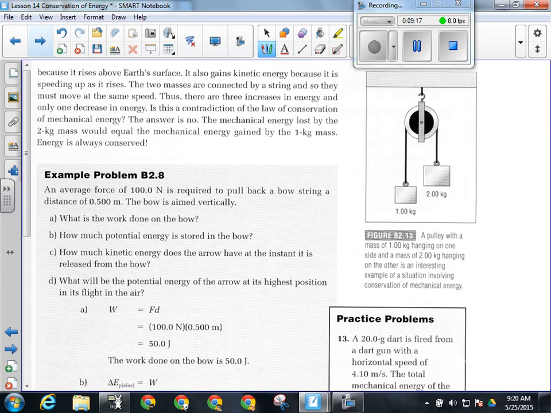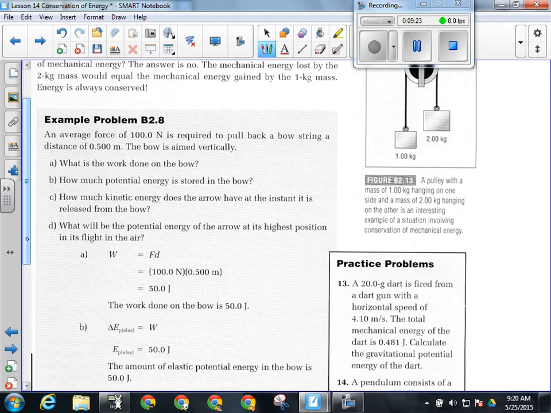So we talked about this one the other day, the average force of 100 newtons pulling back the bowstring. We talked about how if I do 100 newtons of force over half a meter, that's 50 joules, and that's how much potential energy would be stored in the bow because that's how much work I did, and that's how much kinetic energy the arrow would have because it's part of the bow and arrow system. When I release the bow, it can only do 50 joules worth of work on the arrow, and then how much potential energy would it have if it was shot straight up in the air? Well, 50 joules, because that's all that was put into the system.